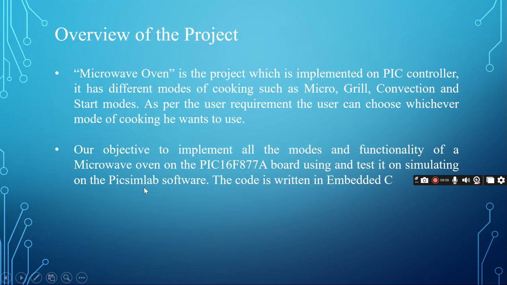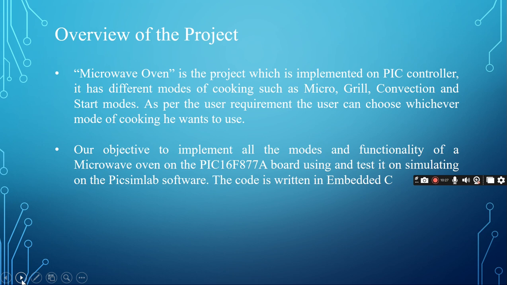So the next topic is the overview of the project. Microwave oven is the project which is implemented on the PIC controller. It has different modes of cooking such as grill, micro, convection, and start modes. As per the user requirement, the user can choose whichever mode of cooking he wants to use. Our objective is to implement all the modes and functionality of a microwave oven on the PIC16F877A board and test it by simulating on the PICSimLab software. The code is written in embedded C.